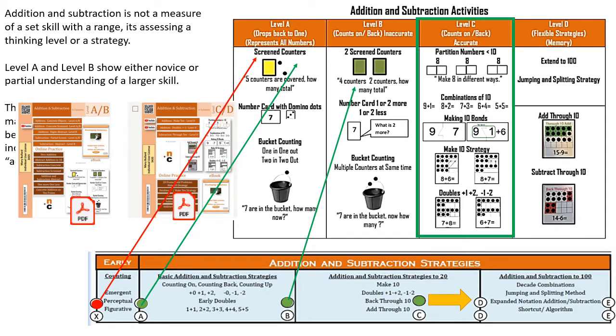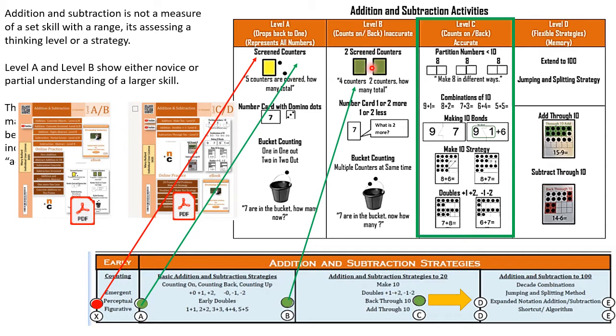Let's take a look at what these activities are. For level A, it says drops back to 1 or represents all. You're going to be using counters and putting a screen over them and saying we have 5 counters covered. How many altogether? So 5, 6, 7. You're encouraging them to count on. Or use number cards with a domino. We have 7, 8, 9, 10. Teaching them that they can count on, or doing that bucket counting.